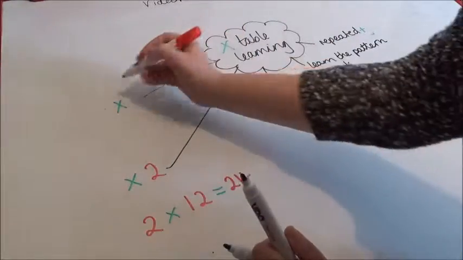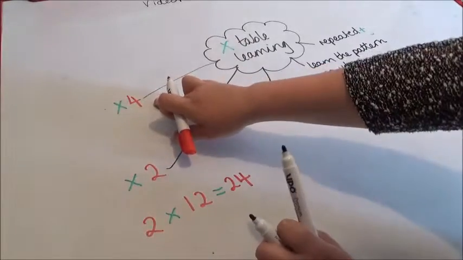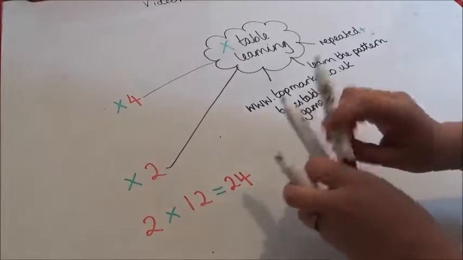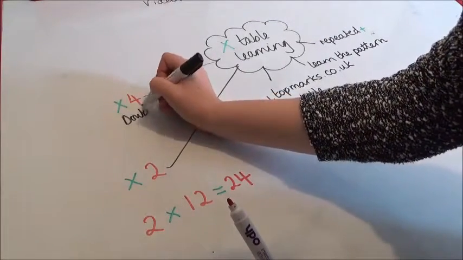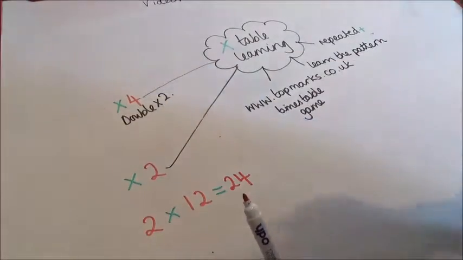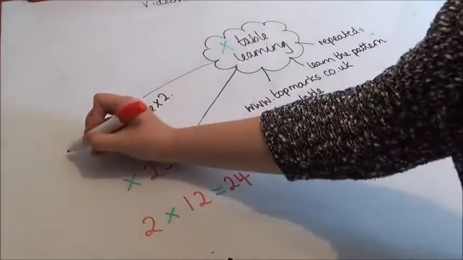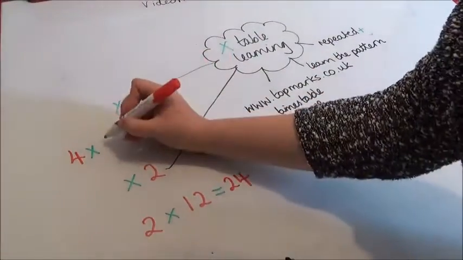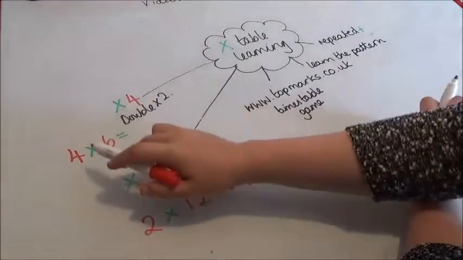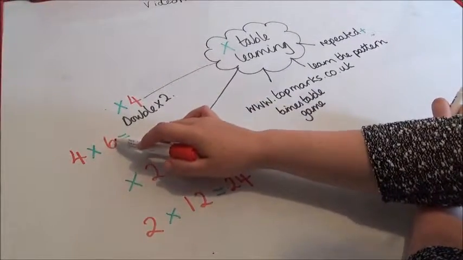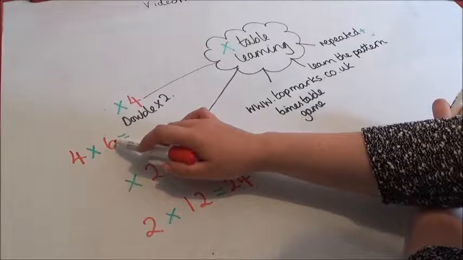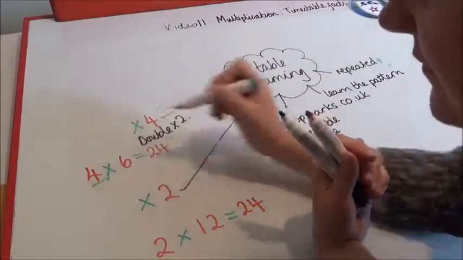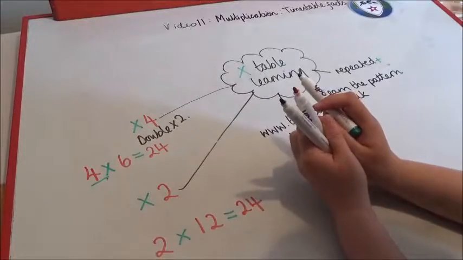We've then got timesing by 4. When we're timesing a number by 4, all we're doing is doubling timesing by 2. Let me write that down. It's just double times 2. So the way I look at it, I have 4 times 6. So I know that double 6 is 12, so double 12 is going to be 24. Because timesing by 4 is the same as doubling 2.